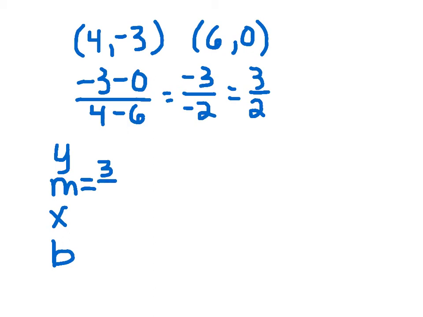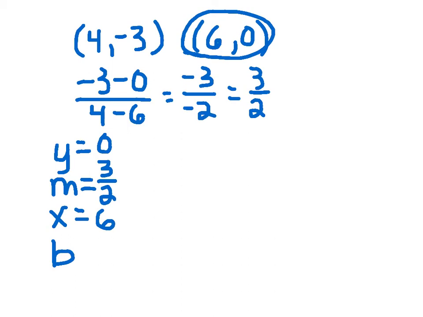So we know that m is 3 over 2. It doesn't matter which point we use, so I would opt for the one that looks easier to me, and that's y is 0 and x is 6. Don't mix up the x and the y. Make sure you're paying attention. The first one's x and the second one's y.